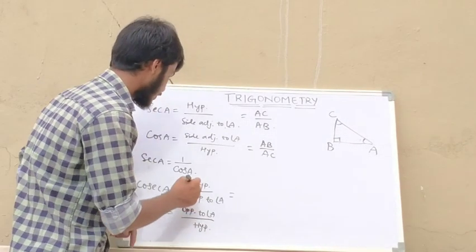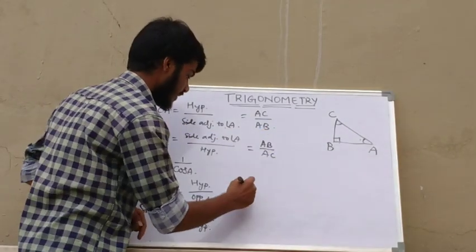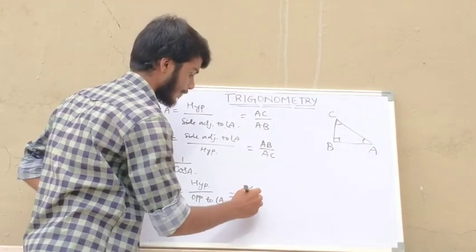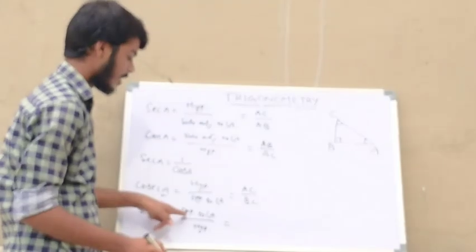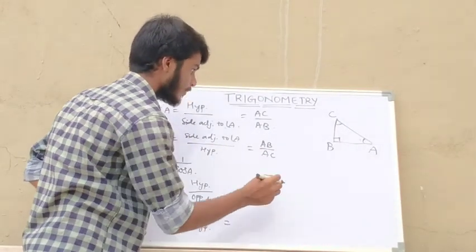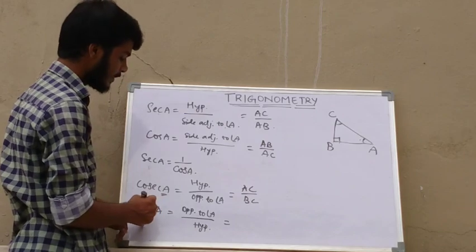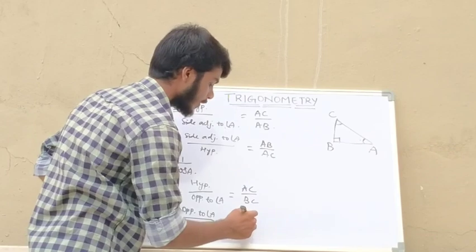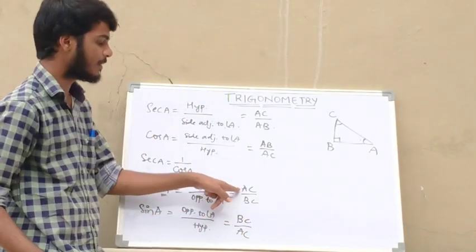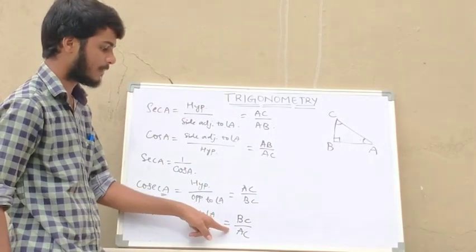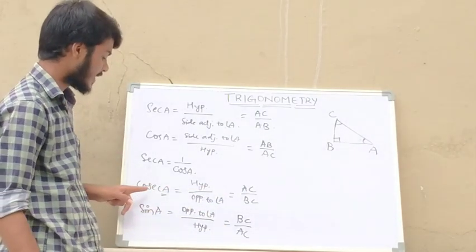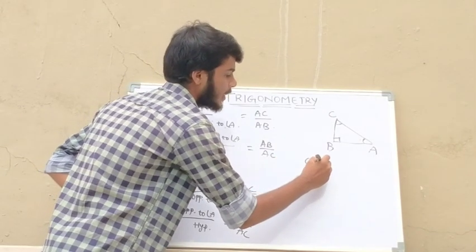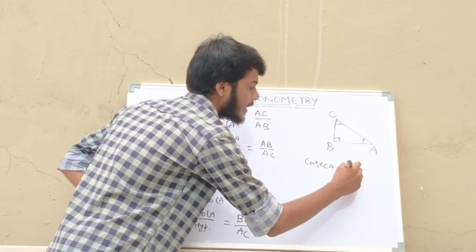You can check here in the triangle, hypotenuse is AC by opposite to angle A. Opposite to angle A is BC. Sorry, in the sine case, opposite to angle A is BC, hypotenuse is AC. Here AC by BC and BC by AC both are reciprocal. So we can say that cosecant A and sin A are reciprocal. Hence cosecant A equal to 1 by sin A.